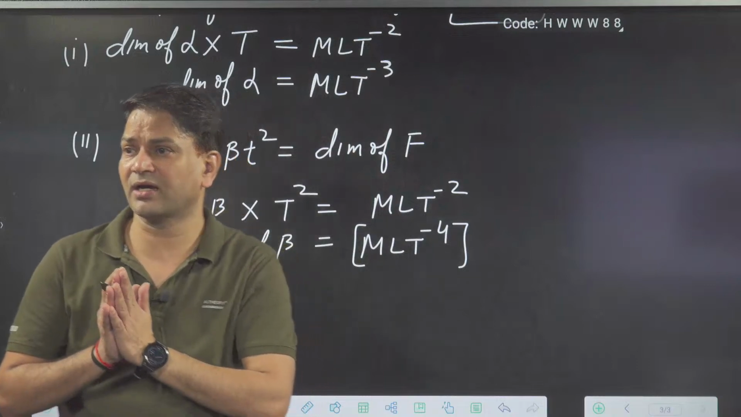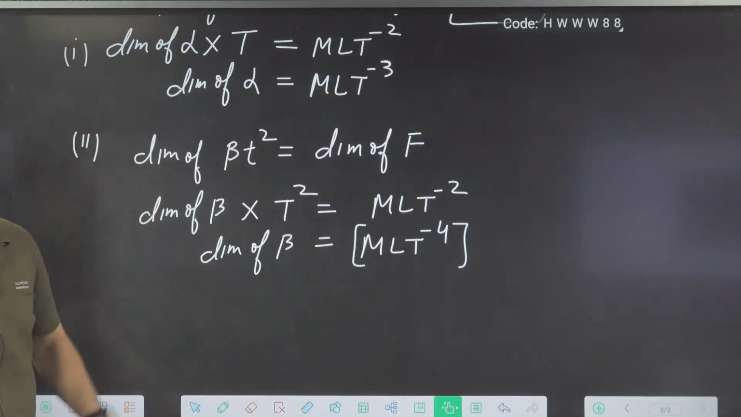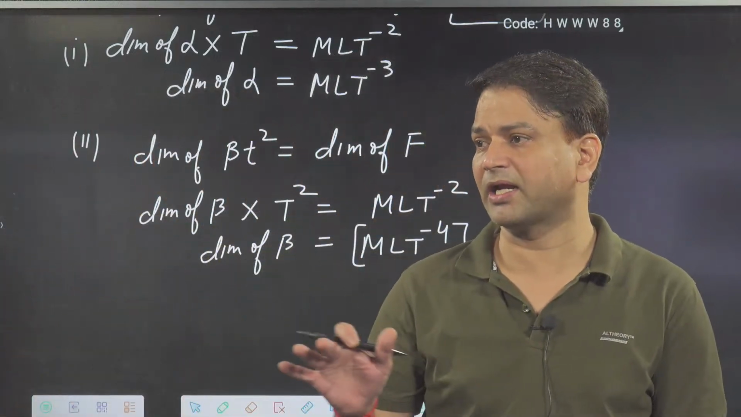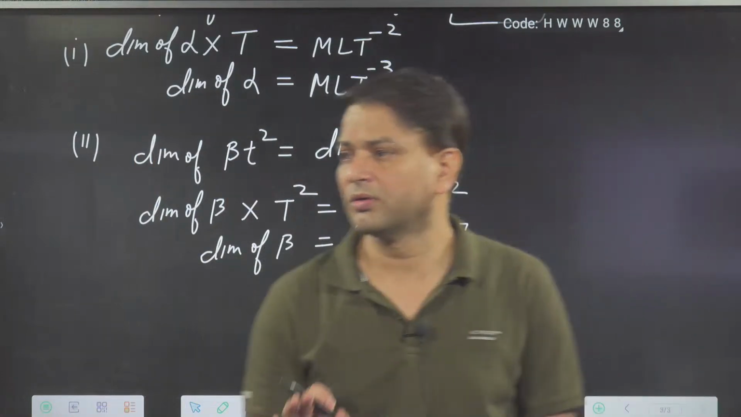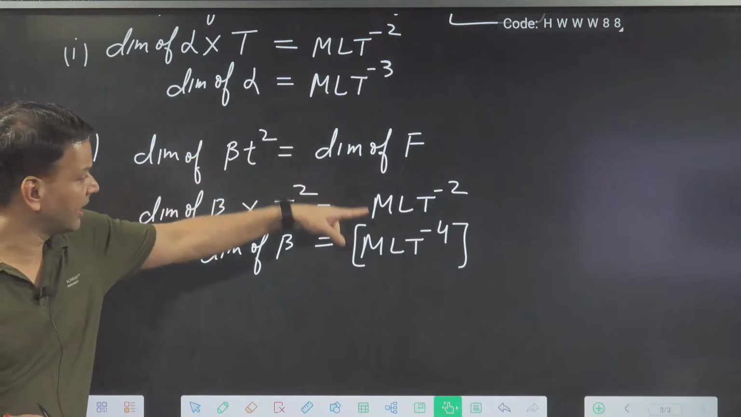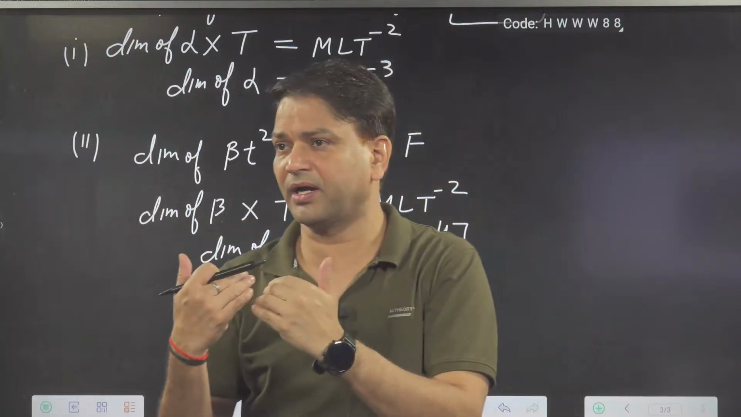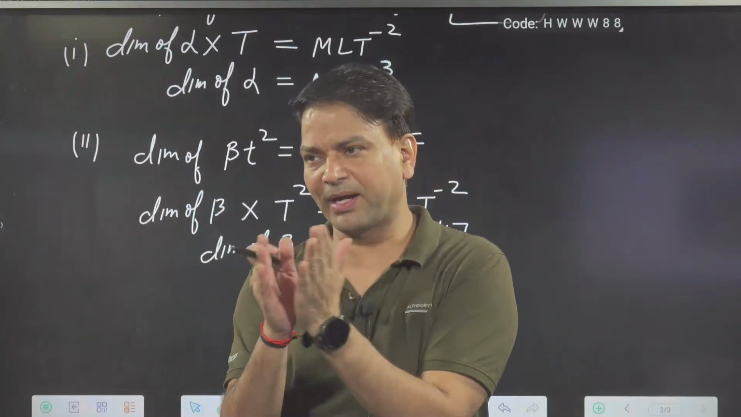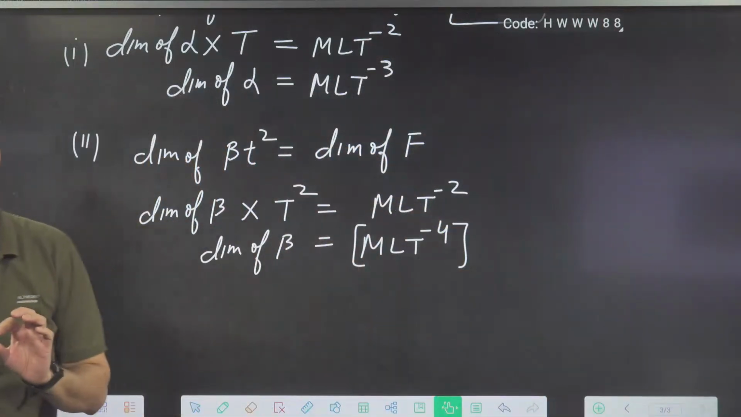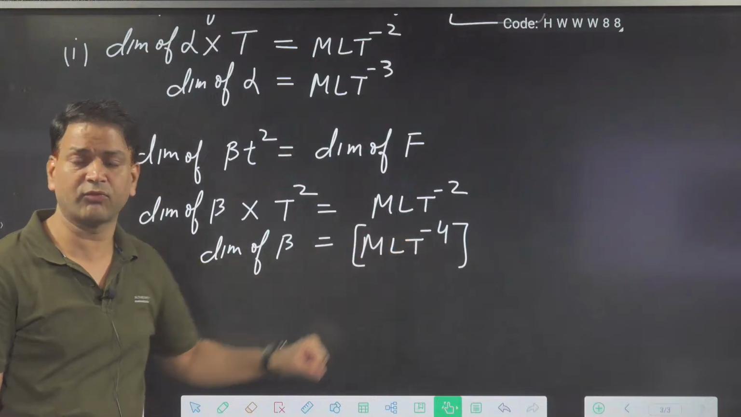So how can I get a quantity without dimension? If you see this, alpha we are getting MLT minus 3, and beta we are getting MLT minus 4. M and L are there in alpha, and M and L are there in beta. Only time is different: in alpha T minus 3, in beta T minus 4. If I multiply the beta with time, then what will happen?